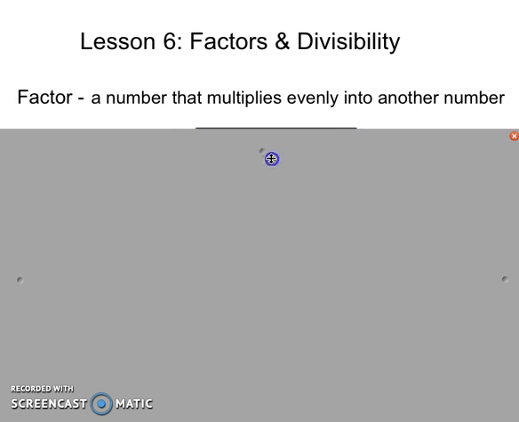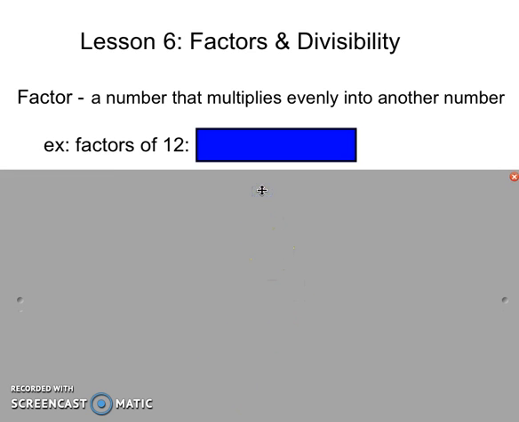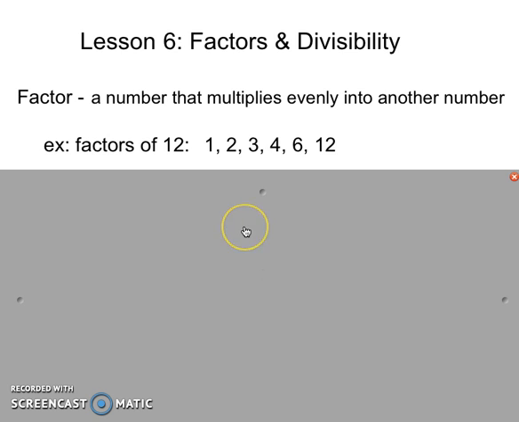For example, we might have, hold on, let me clear this. There we go. 12. All right, well, what are the factors of 12? So you should be thinking, okay, what numbers multiply into 12? Well, 12 equals 1 times 12. That's something. And then also 2 times 6, 3 times 4. So all of those numbers that I just mentioned are factors of 12. There's nothing else that will multiply evenly into 12.